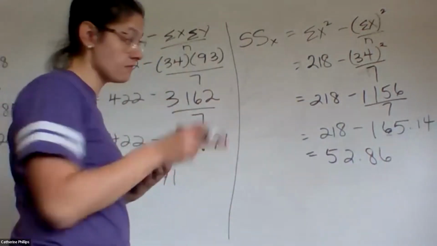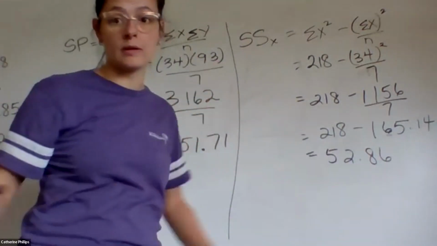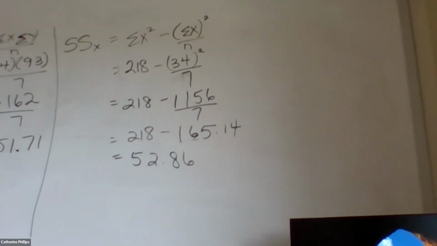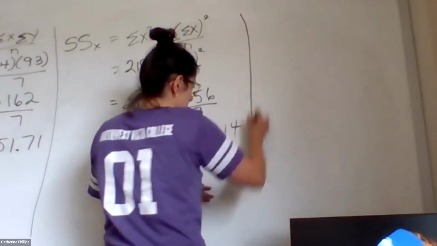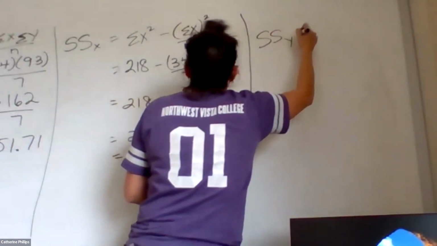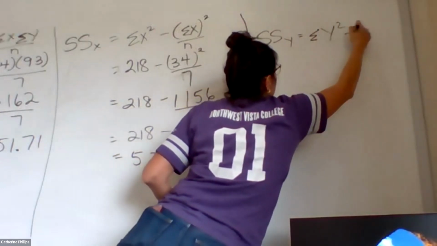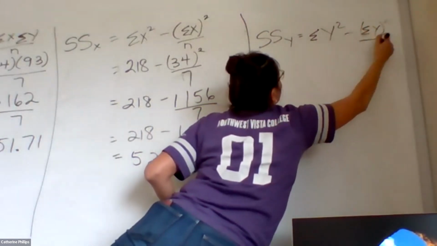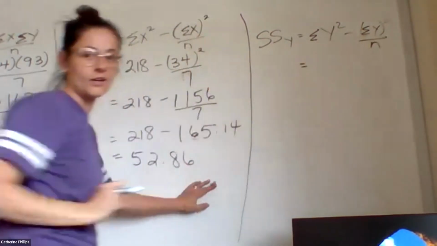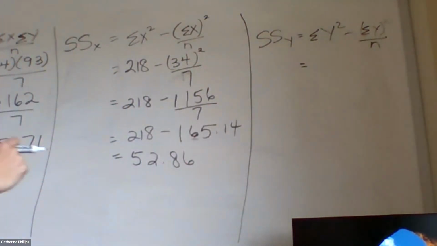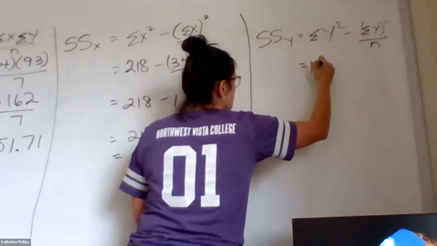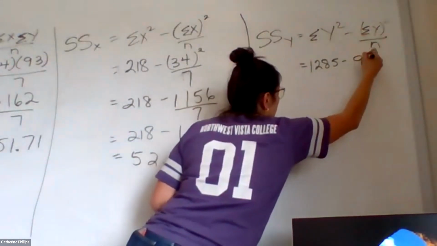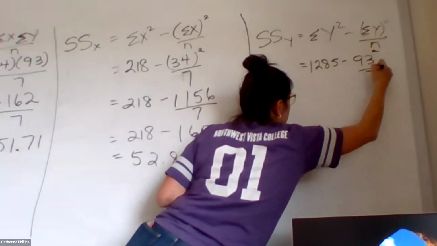And I need to do the same. Should have written a bit smaller, but this is what it is. I need to do the same for the sum of squares of y. Okay, so the sum of squares of y is the sum of y squared subtract the sum of y, which is then squared divided by n. Okay. So the sum of y squared was 1,285. Subtract sum of y was 93 squared divided by 7.